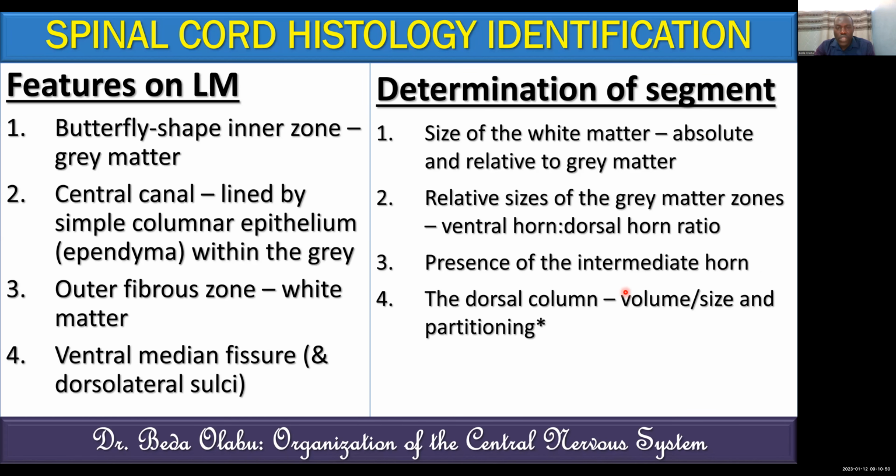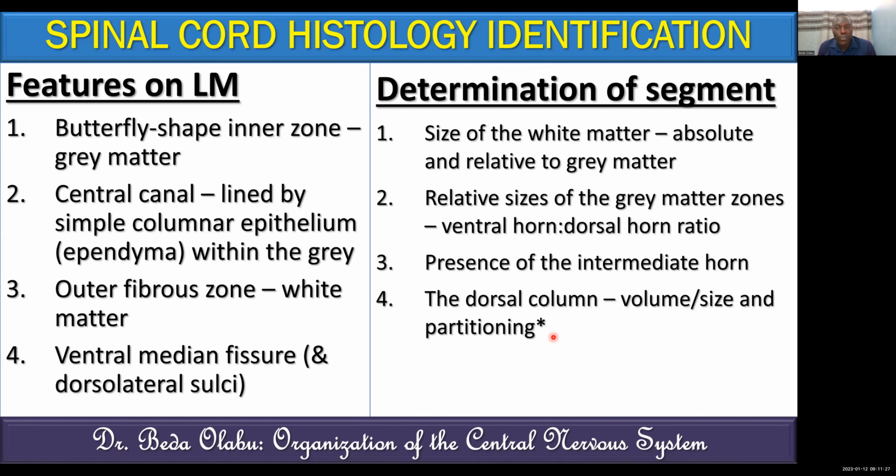The other thing, so the first 3 things that I've mentioned are the most important things to check, and that will help you identify cord segments by all means. But the other 2 that I'll add, you may use them, not all the time. So you may want to look at the dorsal column. And in the dorsal column, we are looking at 2 concepts: the volume of the dorsal column, how big is it? And we're also looking at, is it partitioned?